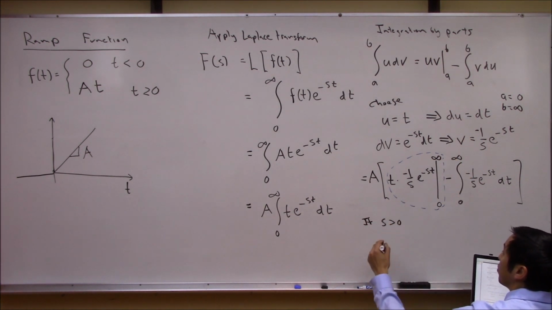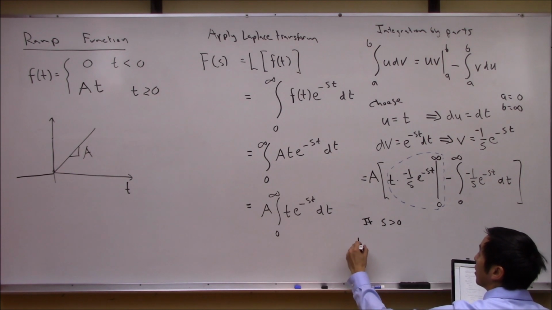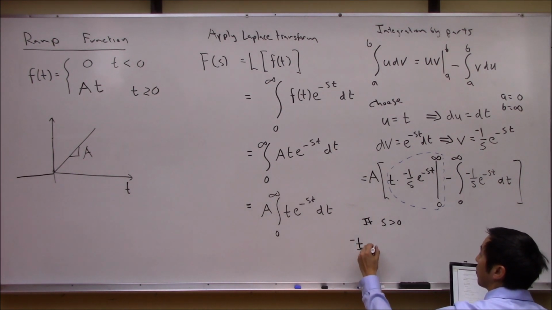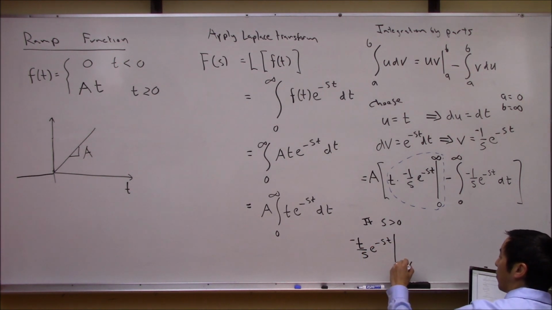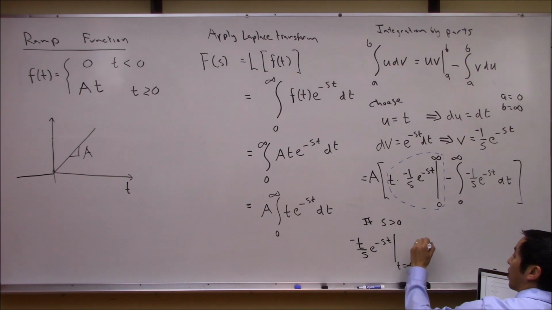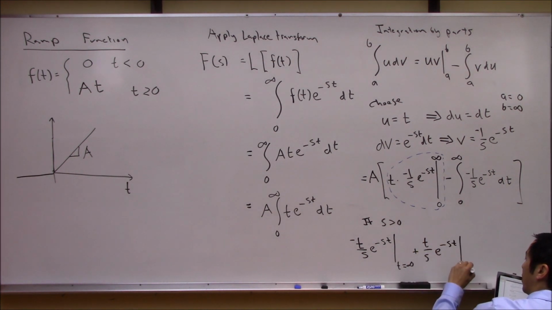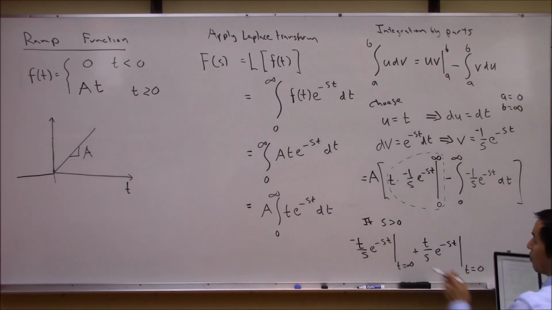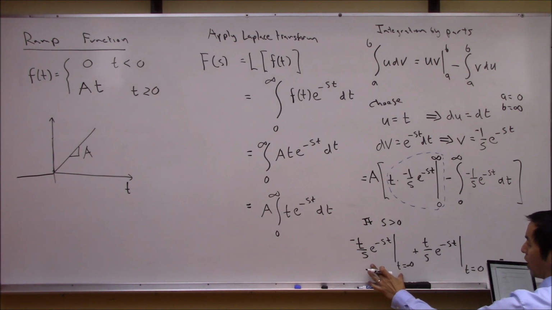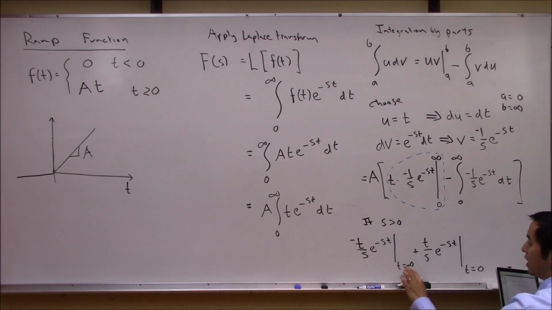So let's write out the blue term here. The blue term is negative t over s e to the minus st, evaluated at t equals infinity, minus, I guess plus, evaluated at t equals 0. That's the blue term. So if s is greater than 0, let's take a look at this. What is this term right here at t equals infinity?